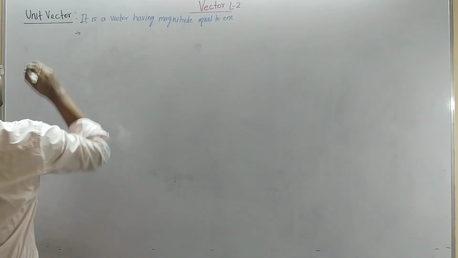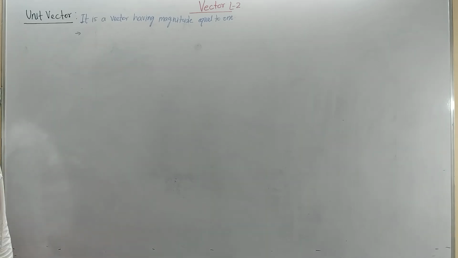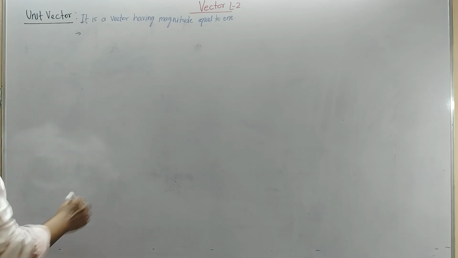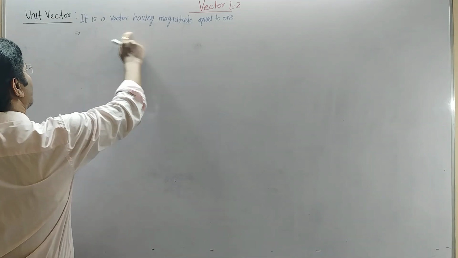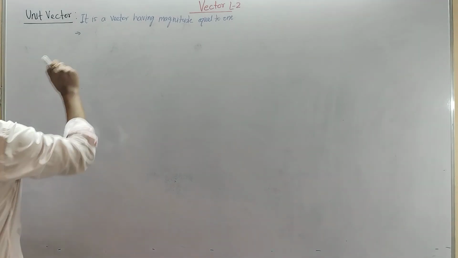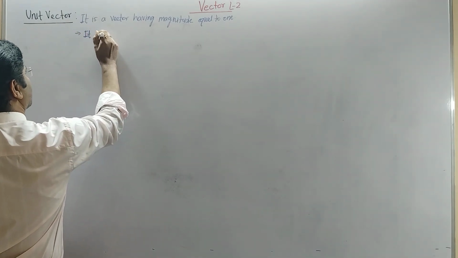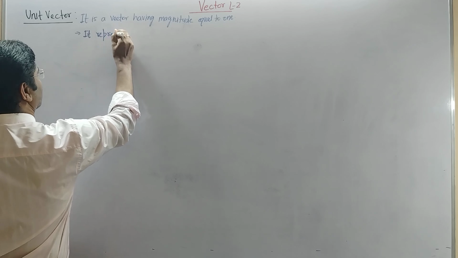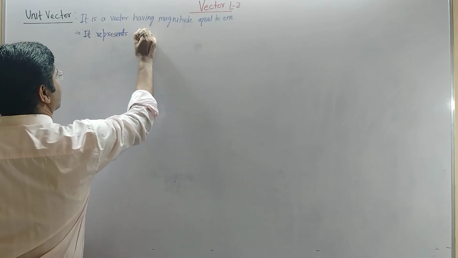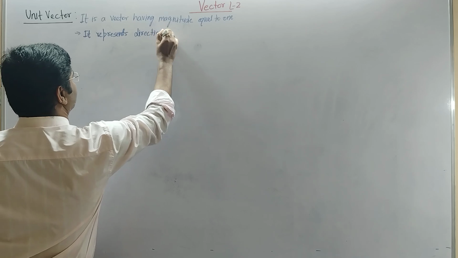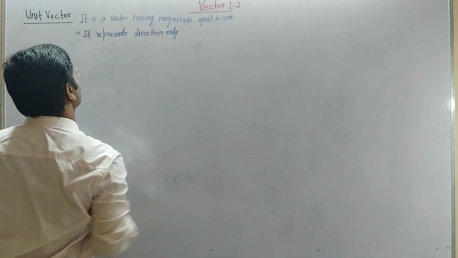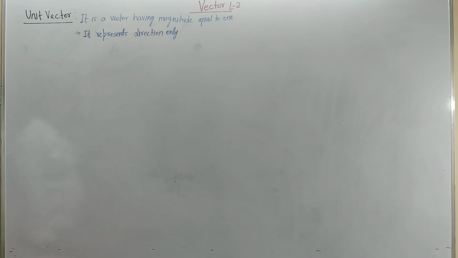It will represent only direction because the magnitude of this vector is 1. If I multiply this unit vector with any number, any scalar value, that will become a vector of that much magnitude. There is no unit, the magnitude of this unit vector is only 1. So I can also write here, it represents direction only. So this is a vector having magnitude equal to 1. That means it represents direction only.